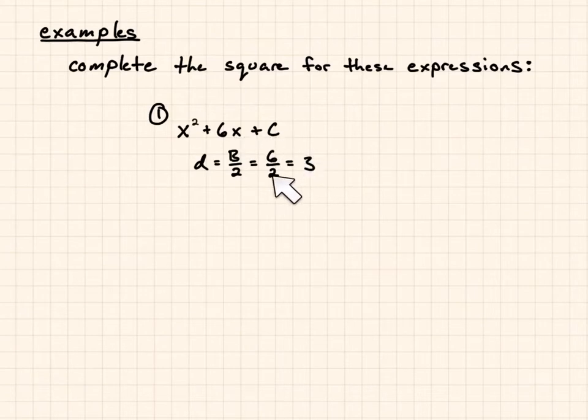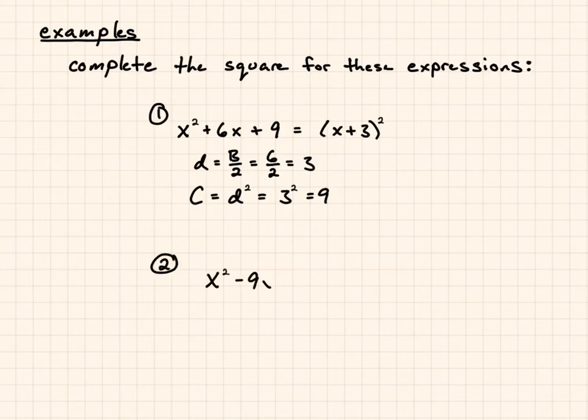And then I can square that, because I know that c is going to be equal to d squared, which is 3 squared, which is 9. So I can replace c with 9. Now I have a perfect square right here. And that becomes x plus 3 squared.